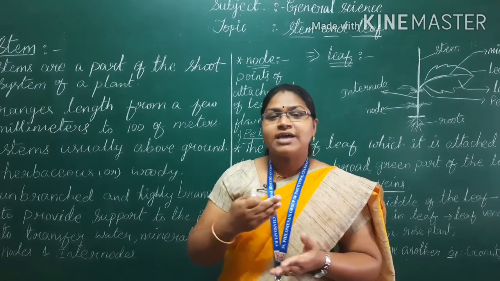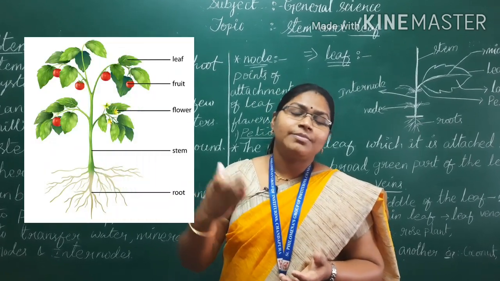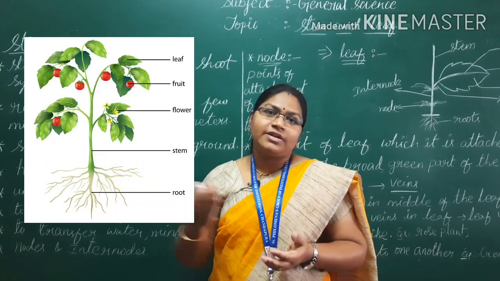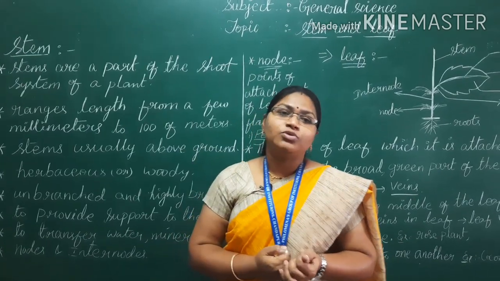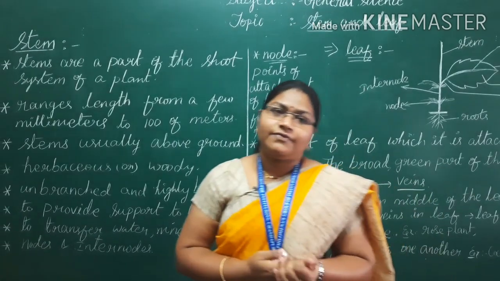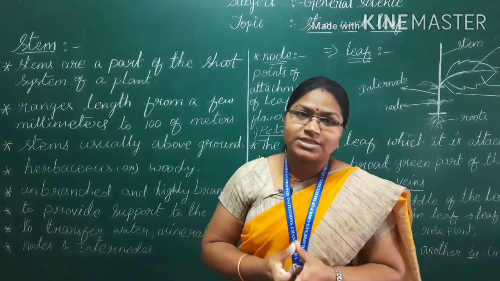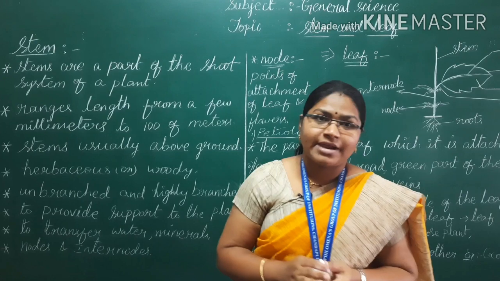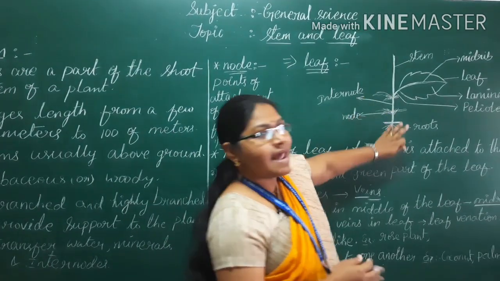We know that plants have some parts, basically roots, stem, leaves, branches, flowers, fruits, right? In this class, I am going to give some explanation about stem and leaf. Stems are part of the shoot system of a plant. Here, if you observe this diagram, okay?